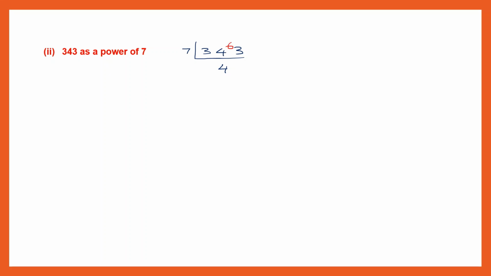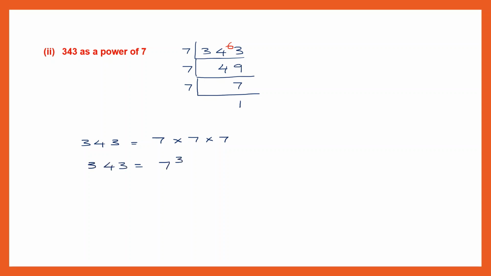Now what is the number? 63. 7 9s are 63. So continue now. We have 49. You can use 7. 7 7s are 49. Again, continue using 7. 7 1s are 7. So 343 will be 7 into 7 into 7. And when you express it as a power of only 7, this will be 7 raised to the power of 3. So 343 as a power of 7 is 7 raised to the power of 3.